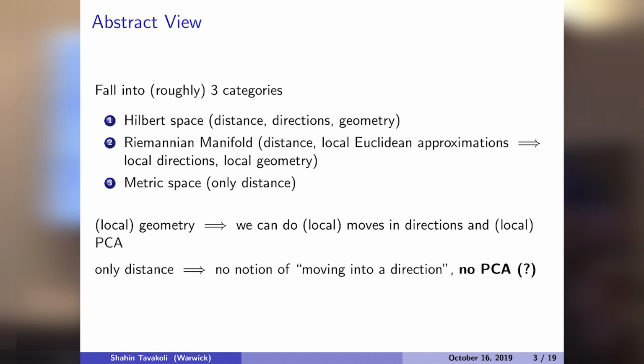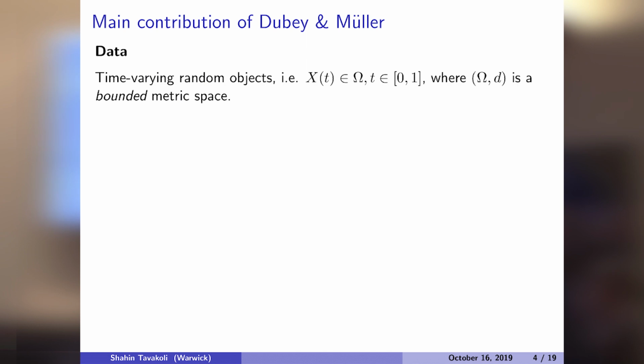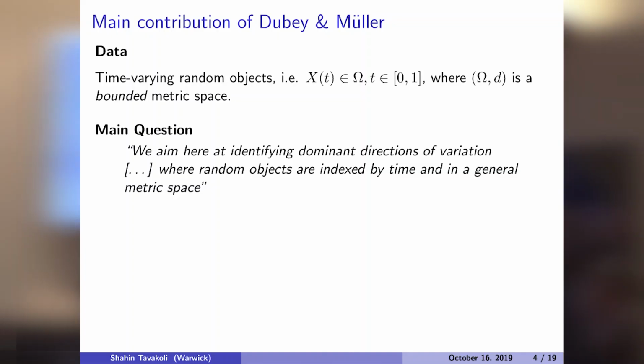And what Paramita and Hans have come with is a way for doing PCA for time-varying random objects. Okay, so x of t is in omega. Omega is a bounded metric space, and t is on the unit interval. And the main question, I'm quoting from the paper, is: we aim here at identifying dominant directions of variation where random objects are indexed by time and are in general metric spaces.